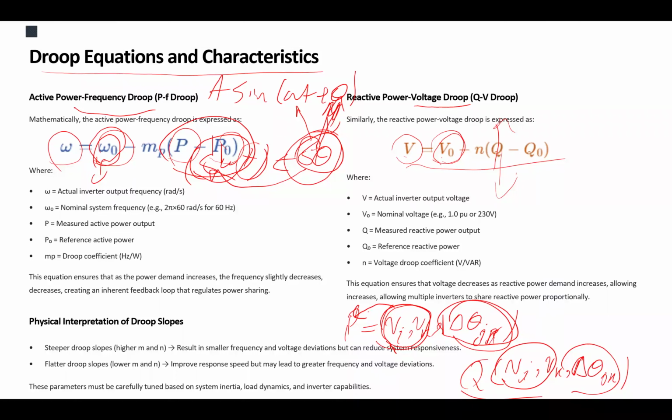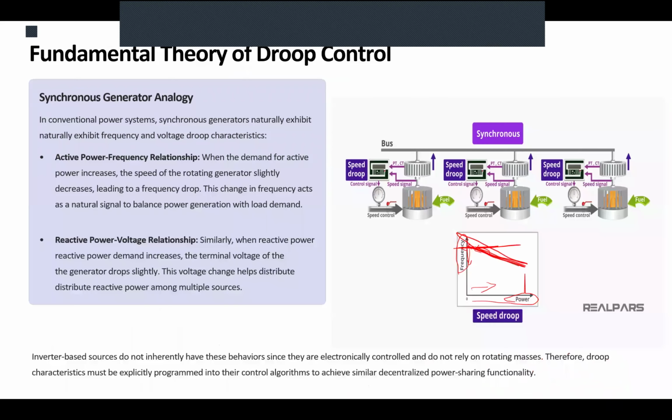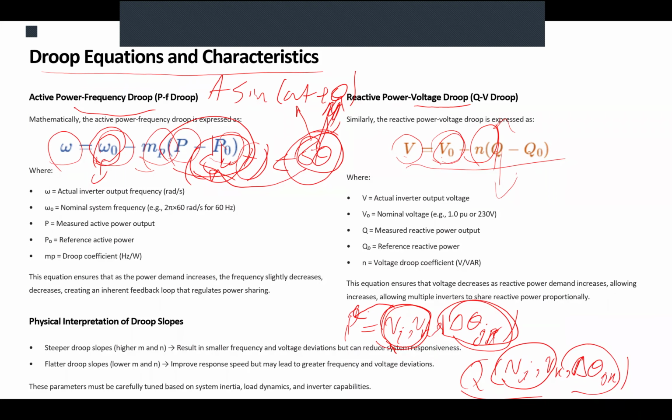This M and N would define the slope of that line that we saw before in the rotary machine. Do you remember that? This line, the line that defines the frequency and P, or V and Q, is the same. The slope is the M and N in this formula.